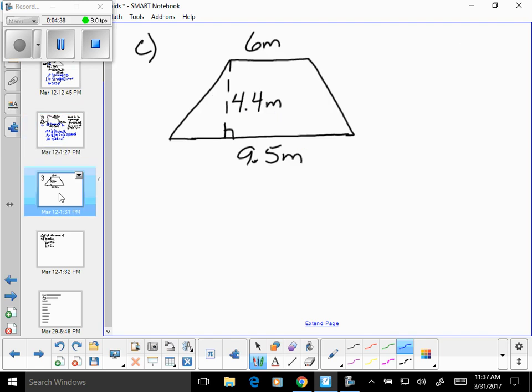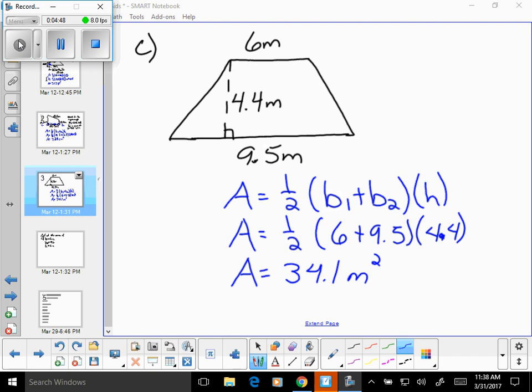Okay. At this point, I would like for you to hit pause and you try example C, then start the program again, and you can see how you've done. So, students, how'd you do? Did you come up with 34.1? Now, what some students will do here is they will take this 2 and cancel here and get a 2.2, and then take 6 plus 9.5 times 2.2.